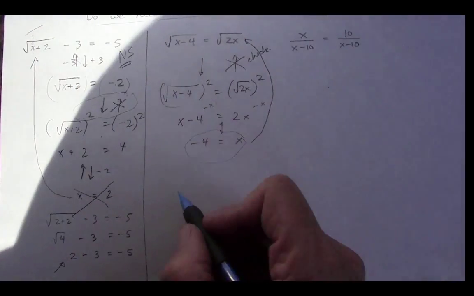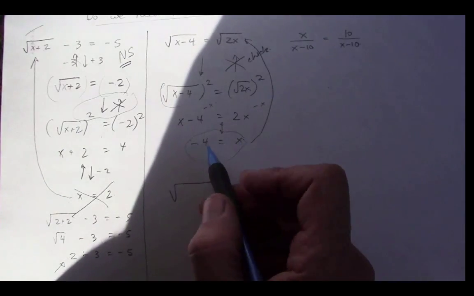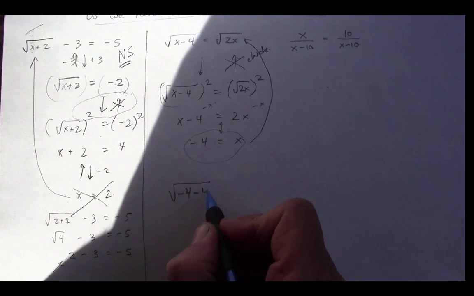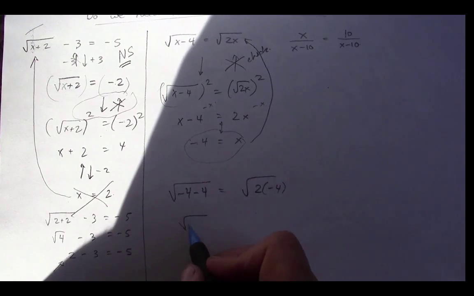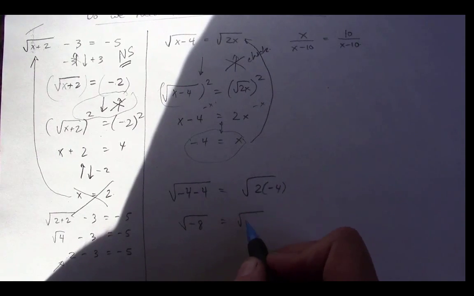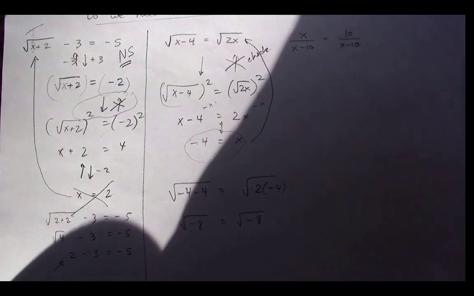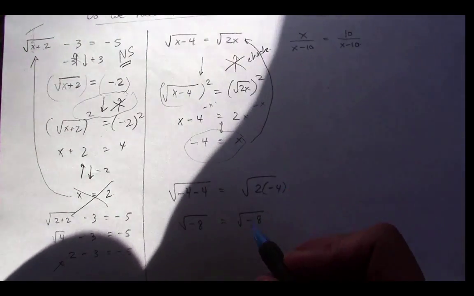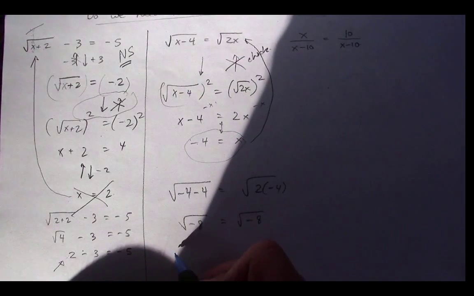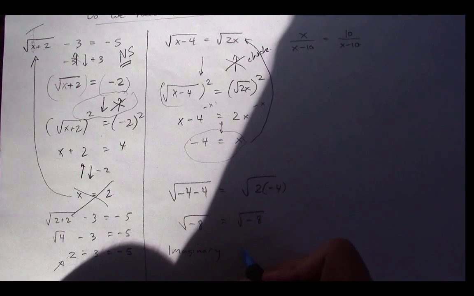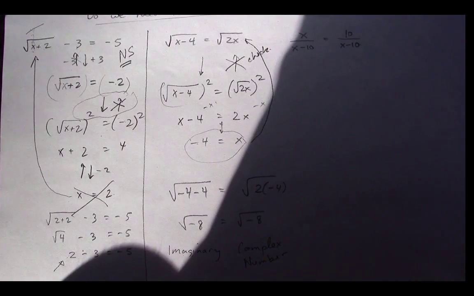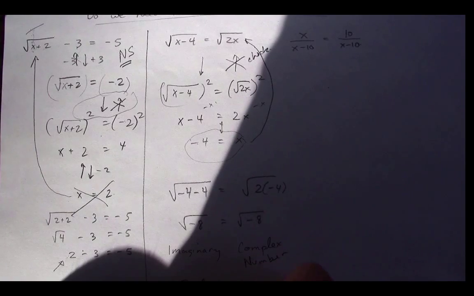So I bring it back and I get the square root of x, with x minus 4, is equal to the square root of 2 times minus 4. The square root of minus 8 is equal to the square root of minus 8. Now this is 100% true if you are working in imaginary numbers or in the even larger group of complex numbers. In both of these cases, negative 8 does have a square root.